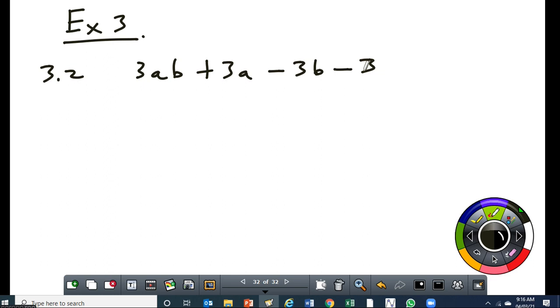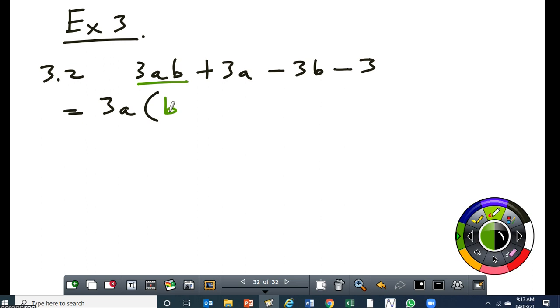So if you look at the first 2 terms, do we have a common factor? What's the common factor? It's 3a. So let's take out that 3a. By now I hope that you all know that to get the first term of the binomial factor, you divide the first term of the original expression by the common factor. If you do that, you end up getting a b inside.